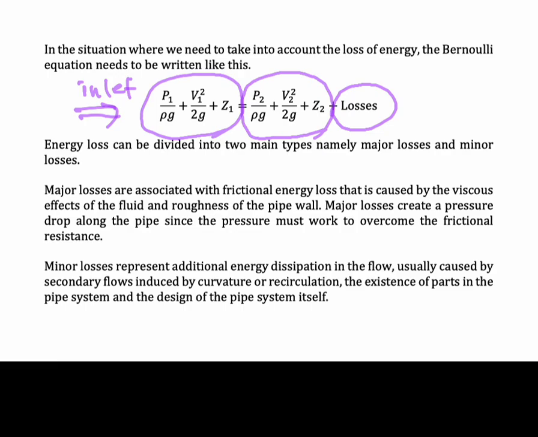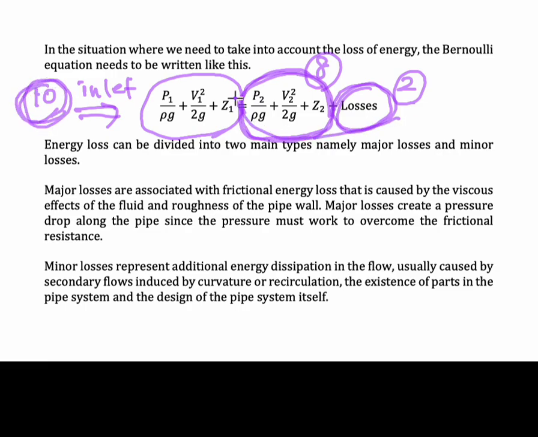The idea is very simple. For example, the energy at inlet is 10, and maybe the losses along the flow are 2. That means the energy that reaches the outlet point is actually 8, because the total energy at inlet must be equal to the total energy at the outlet.